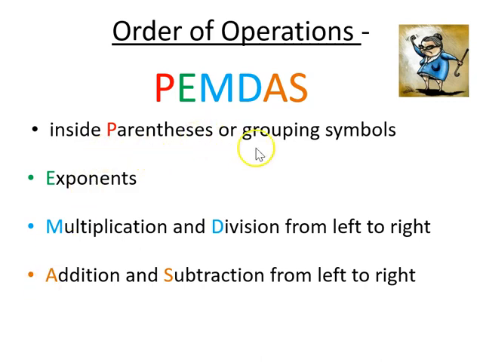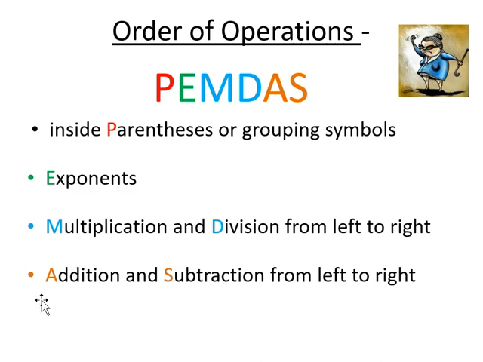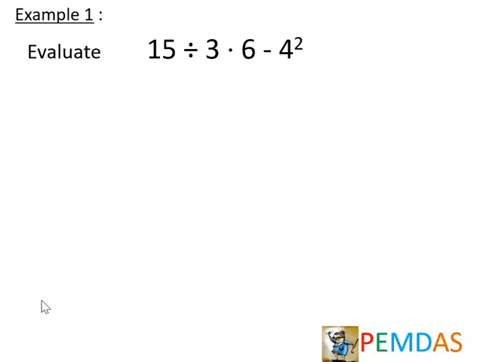Even this says inside parentheses or grouping symbols, so that's a good thing to remember. Then we do exponents. Then we do multiplication and division from left to right. We don't do multiplication, then division. We do whichever one comes first. Same thing with addition and subtraction from left to right, whichever one comes first. So in this case, the very first thing we would do is the 4 squared. That's the first time we have an exponent, and then we do any multiplication and division. So we will not do the 3 times 6 first. We'll do the 15 divided by 3.